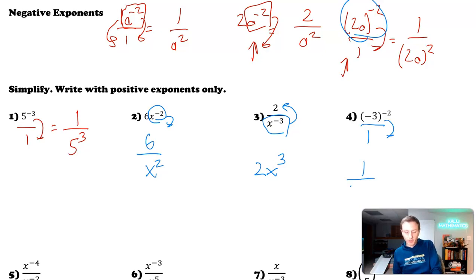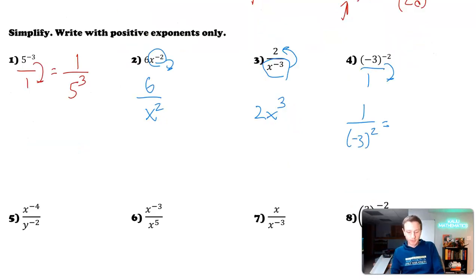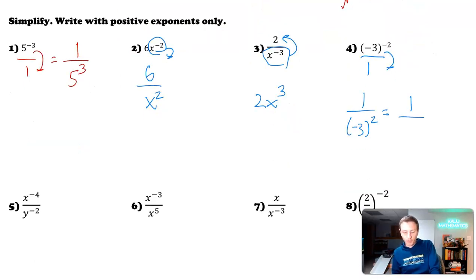So that's going to be 1 over negative 3 to the second power, because then what happens is that's negative 3 times negative 3. Not negative times 3 times 3. That's negative 3 times negative 3. So that's going to be 1 over negative 3 times negative 3, which is positive 9. So that actually simplifies down to 1/9. Be careful on that one.